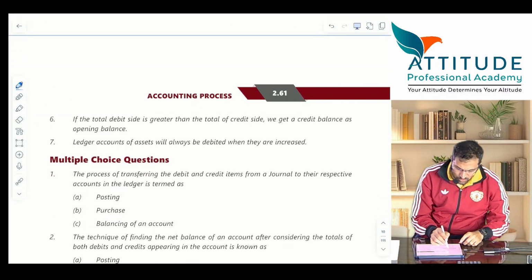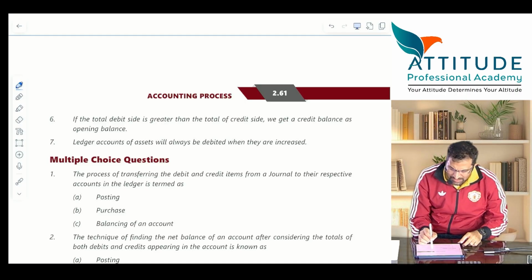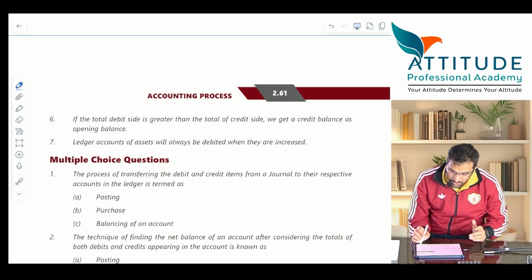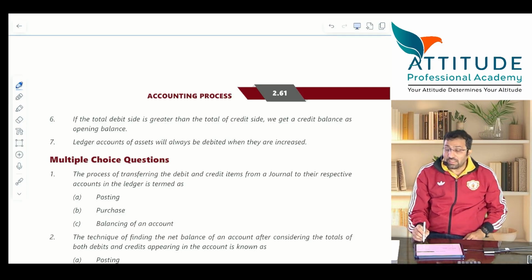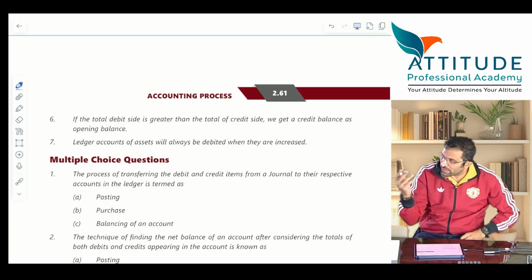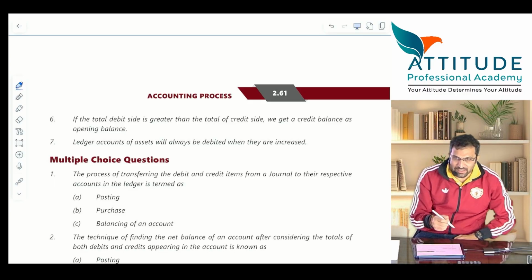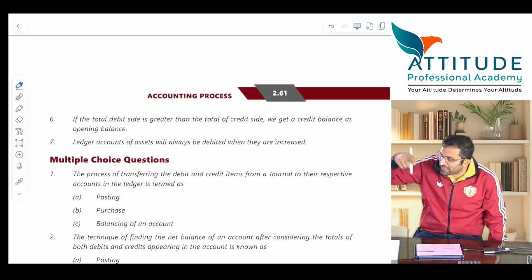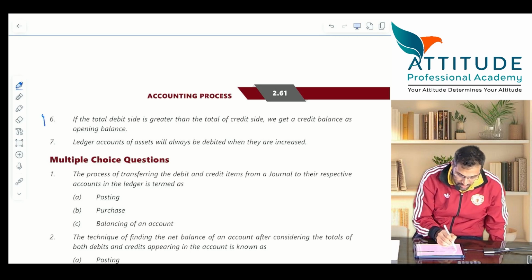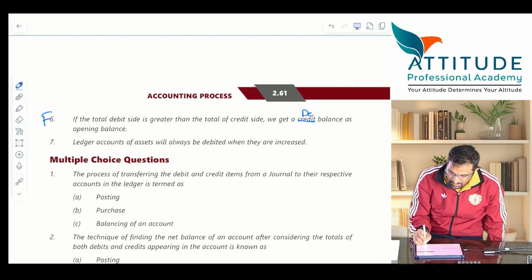Next, if the total debit side is greater than the total credit side, then we get credit balance as opening balance. क्यों? Debit balance as opening balance. Is that clear? Debit side is greater ना, so it will show what? Debit only, though it is written on the credit side, but it will come as an opening balance on what? Debit side. So ये क्या है? False. क्या आना चाहिए? Debit.